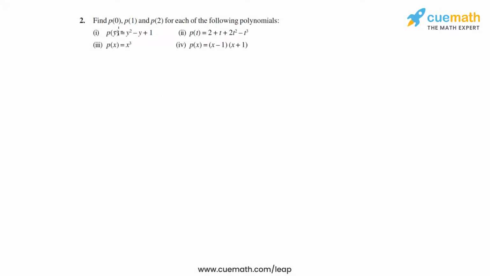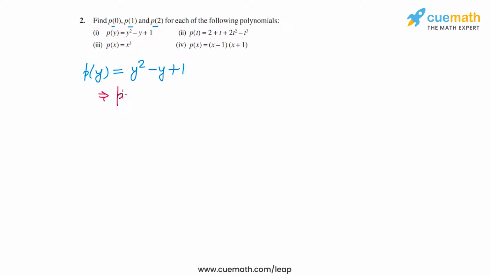In the second question, I have to find P of 0, P of 1 and P of 2 for each of these four given polynomials. So let's first start with the first one. P of y is equal to y square minus y plus 1. Let's find out P of 0, P of 1 and P of 2.